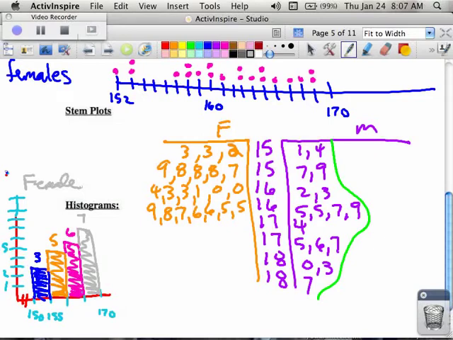And again, remember, you should label the horizontal axis, so across the bottom, this would be height in centimeters. The title would be female heights. And then across the left, or the vertical axis, I would put the number of females as my label.